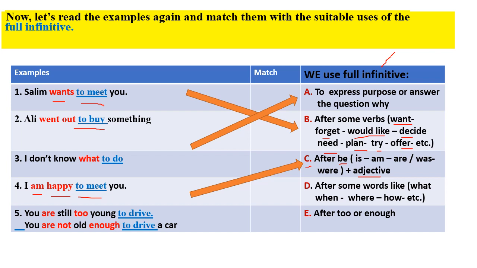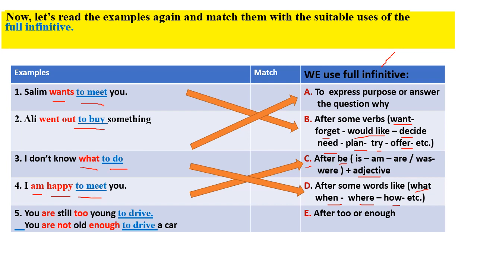D, after some words like what, when, where, how. So after these WH words, we use full infinitive. A good example is 3. Look at example 3. I don't know what to do. So after what comes full infinitive, to plus the base form of the verb.